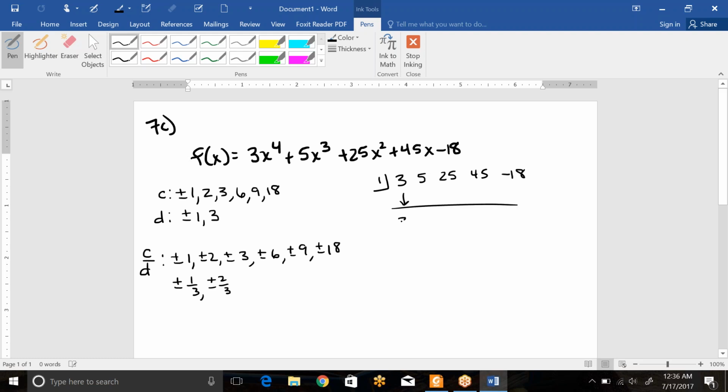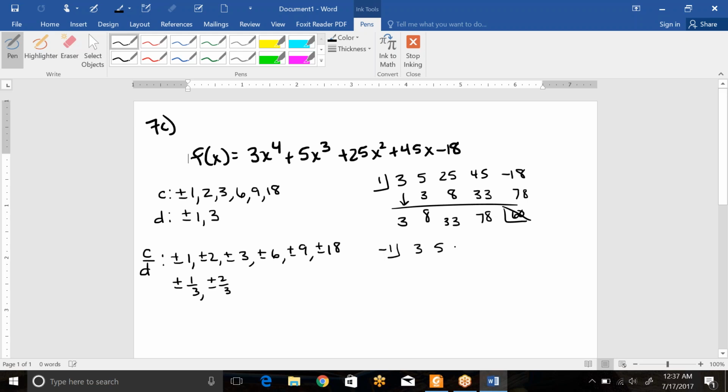This would be bring down the 3, multiply, that's 3, add, that's 8, multiply, that's 8, add, that's going to be 33, multiply, that's 33. This is going to get way too big. That's 78, multiply, that's 78, so this is 60, not 0.